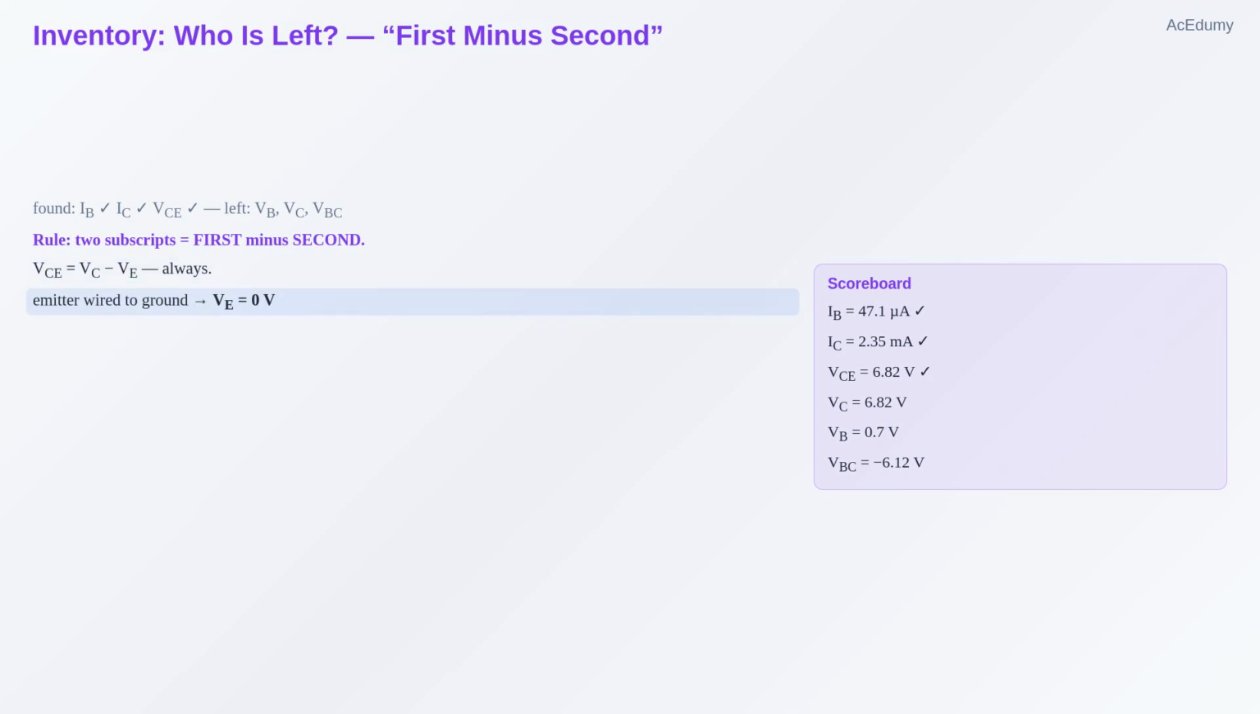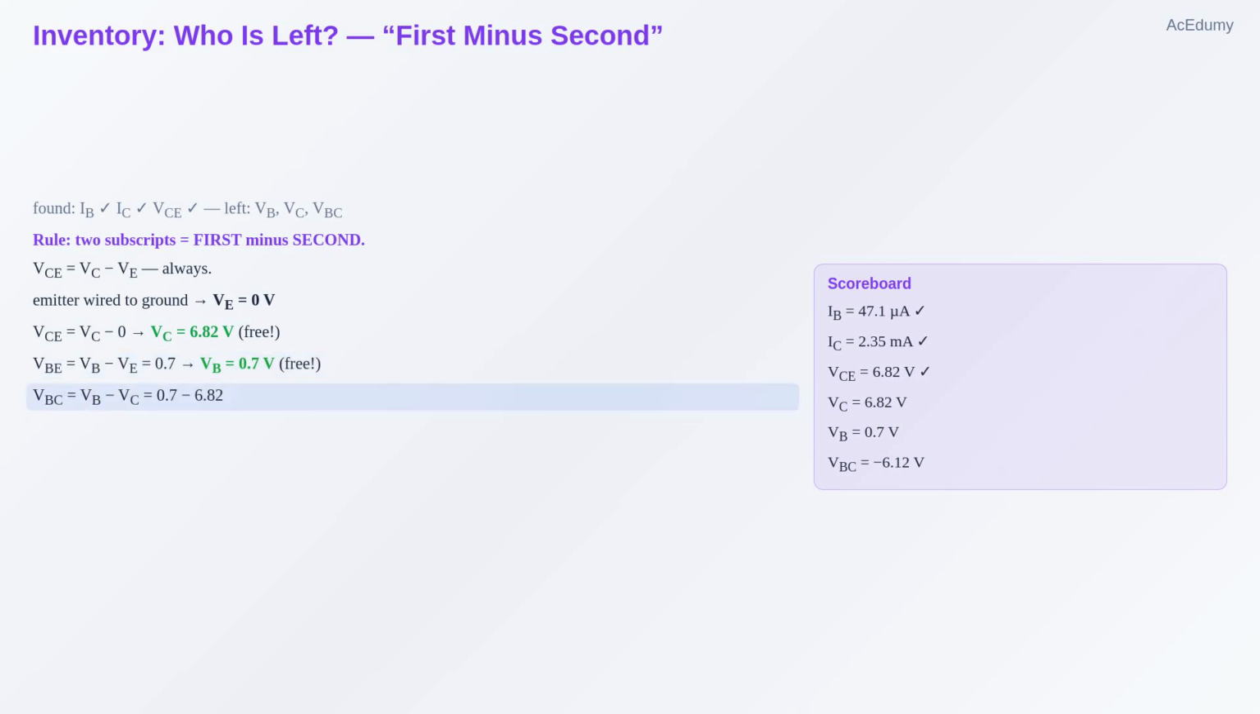So what is V sub E? The emitter is wired to ground, so V sub E is 0 volts. Then V sub CE equals V sub C minus 0, which means V sub C is just V sub CE, 6.82 volts, found for free. Same trick for the base. V sub BE is V sub B minus V sub E, and that is 0.7. With V sub E 0, V sub B is 0.7 volts, also free. Notice we never touched the circuit again. Last one, V sub BC, first minus second, V sub B minus V sub C. 0.7 minus 6.82, that is minus 6.12 volts.